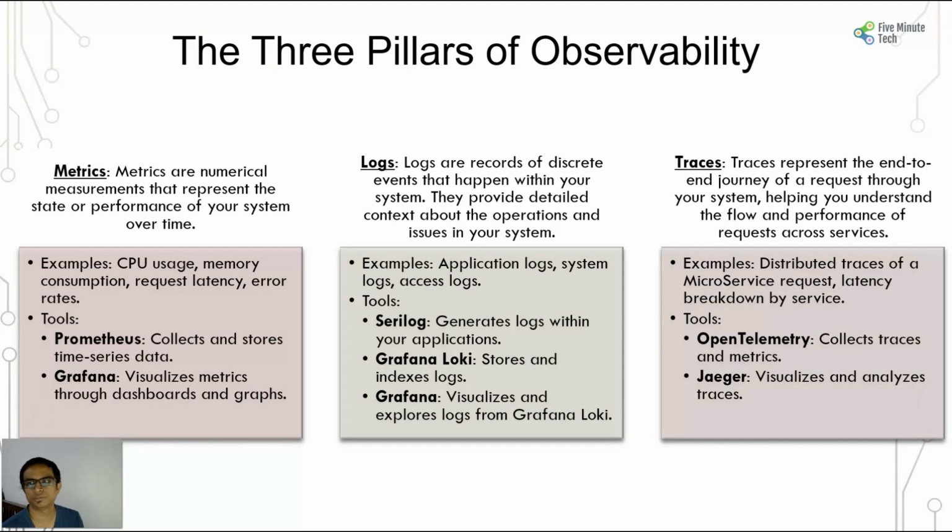Traces represent the end-to-end journey of a request through a system, from start to end, showing everything that has happened, helping you understand the flow and performance of the request across the services in microservices. Examples are the distributed trace of a microservice request, and the latency breakdown service by service. The tools we mostly use here are OpenTelemetry, which collects the traces and metrics, and Jaeger to visualize them.